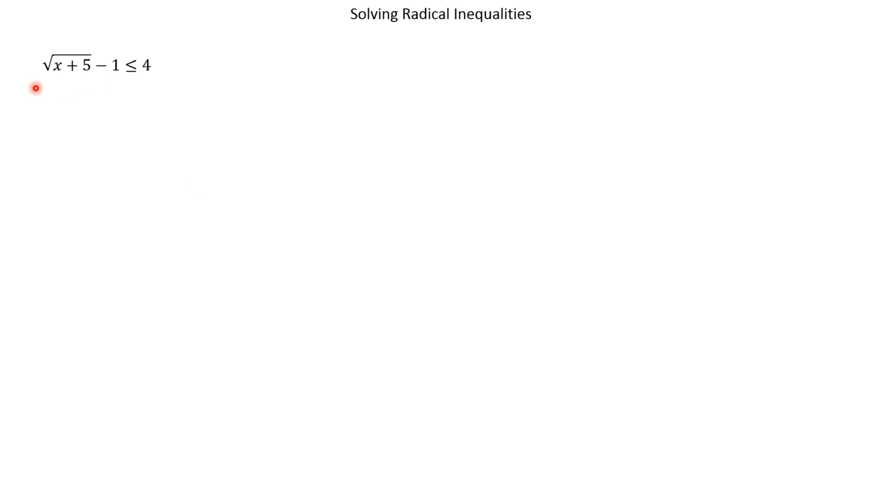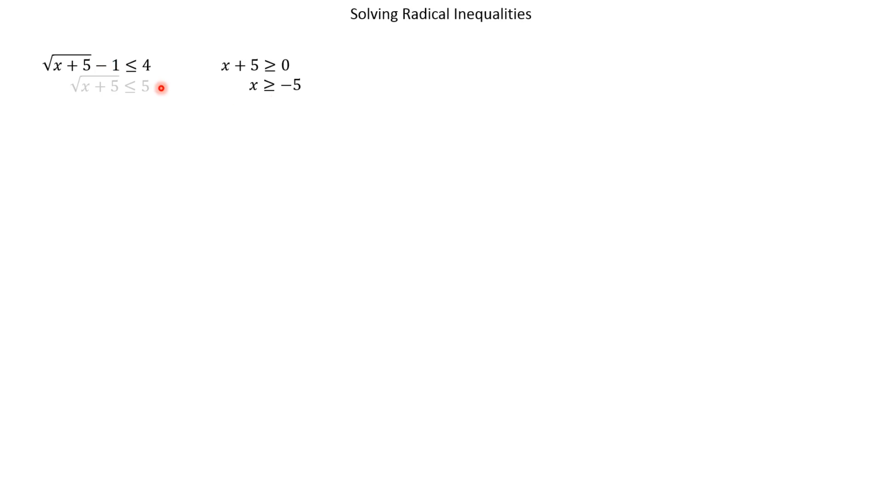So if we start out with something like the square root of x plus 5, minus 1, is less than or equal to 4, first thing, find the domain. This underneath the square root has to be greater than or equal to 0. So x plus 5 is greater than or equal to 0. Subtract 5, x is greater than or equal to negative 5. This will probably be part of our answer. In equations, we would just use it to check our answer, but here it is going to be part of our answer, most likely.